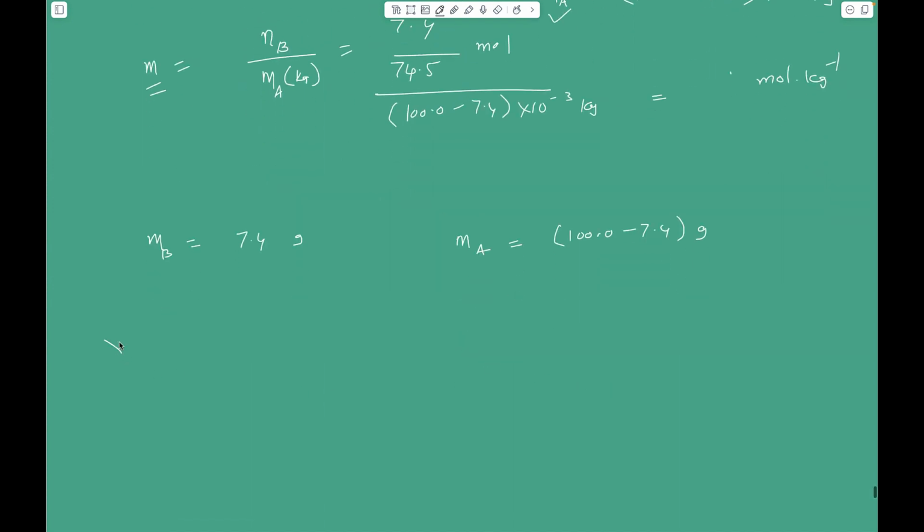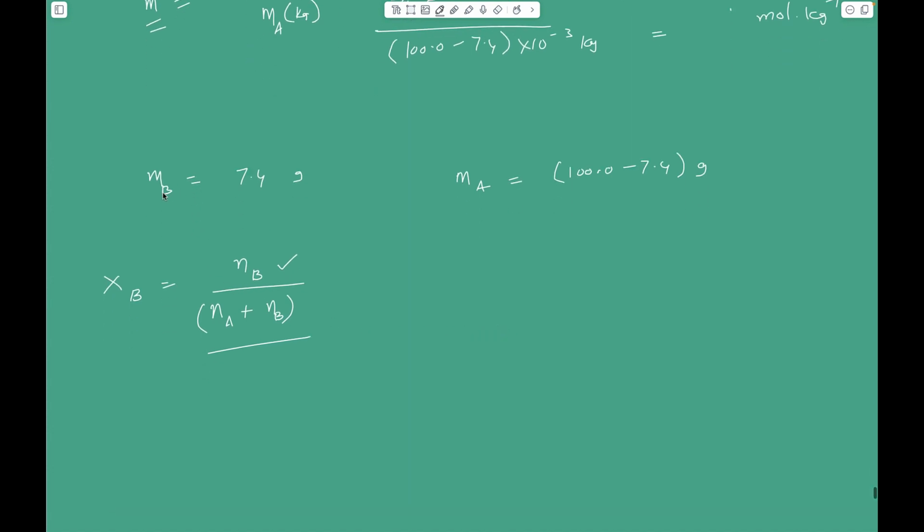Now to get the mole fraction of solute, you need to know the number of moles of solute and the total number of moles present in the solution taken. And the total number of moles is nothing but the sum of the number of moles of each component in the solution. So the mole fraction of solute is the ratio between the number of moles of solute and the total number of moles present in the solution.